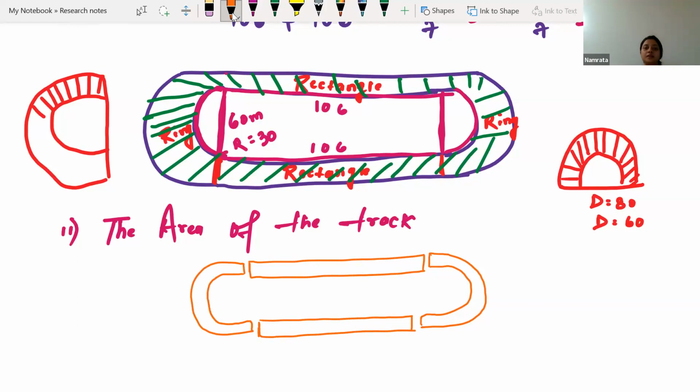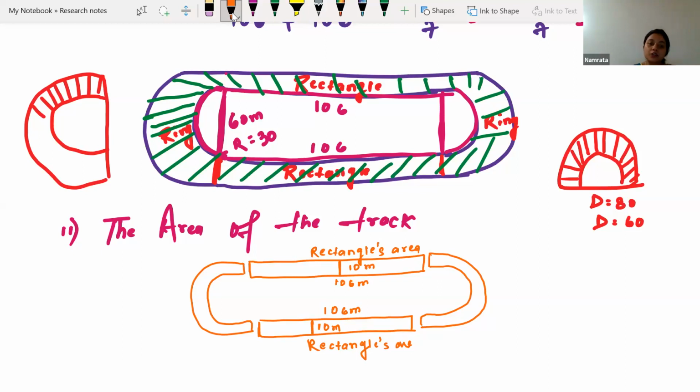Are you able to understand? So we can easily find the rectangle's area. Yes, ma'am. Here also we can easily find the rectangle's area. We just need length and breadth. So here width is given as 10 meter and length is already given as 106 meter. We know length and breadth of both rectangles, right? Yes. Now our concern is only to get this semicircular ring area.